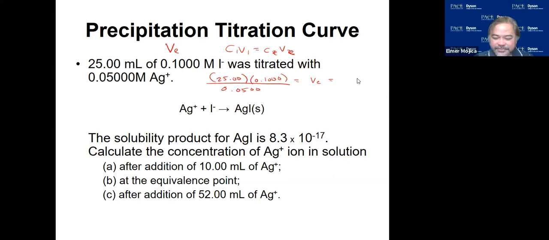Okay. So that's 50 mL. So this will be your guide. When I say this will be your guide, what do I mean by that? Anything before 50 is before equivalence point. Anything after 50 is after equivalence point. That's why the first thing that you do if we have a precipitation titration like this is to get the equivalence volume.